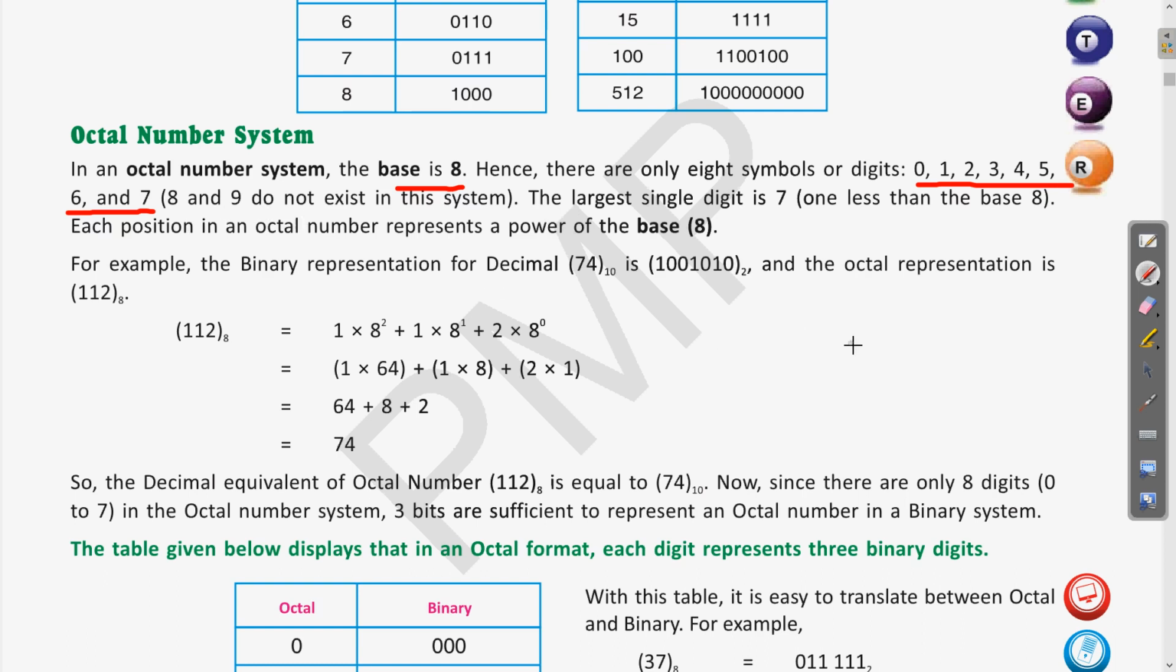So suppose I ask, is 128 an octal number? So what will be the answer? No. Why no? Because we are using 8 here. So 8 can't be used in the octal number system.